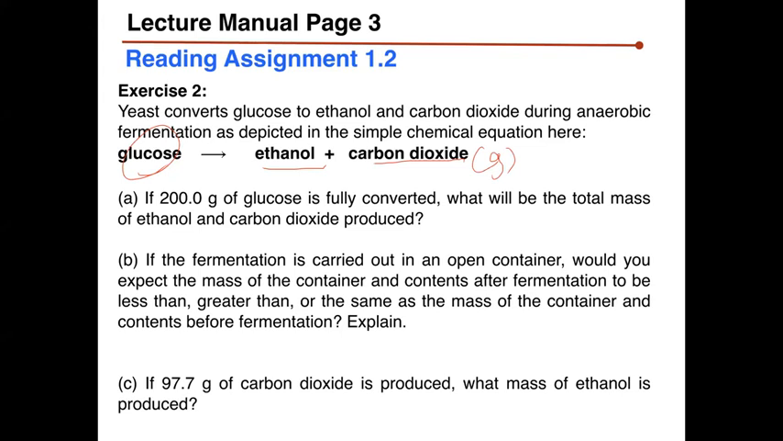If you have 200 grams of glucose, and these 200 grams of glucose are fully converted, what should be the total mass of ethanol and carbon dioxide? It's asking you what the mass of these products should be. The answer would be what? 200 grams. Why?